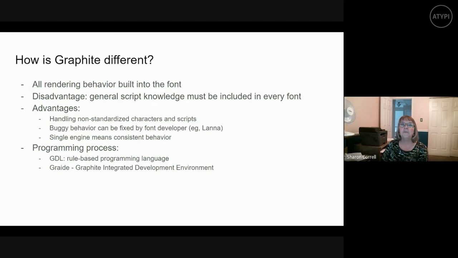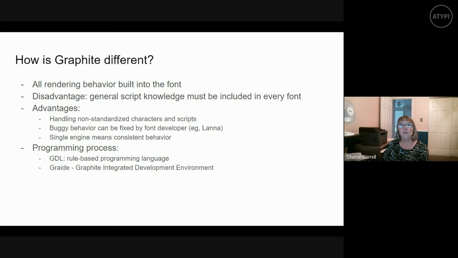The advantage of Graphite is that you don't need an existing driver with knowledge of the script, and you can define the behavior to be anything you need it to be, which is what you might need for orthographies that aren't standardized. Another advantage is that you only have one engine, so you can expect much more consistent behavior than we often see from OpenType fonts. Graphite uses a rule-based programming language called GDL, or Graphite Description Language, similar to Feature files, but it's more powerful. And we've also created a development environment with a debugger that's really helpful.